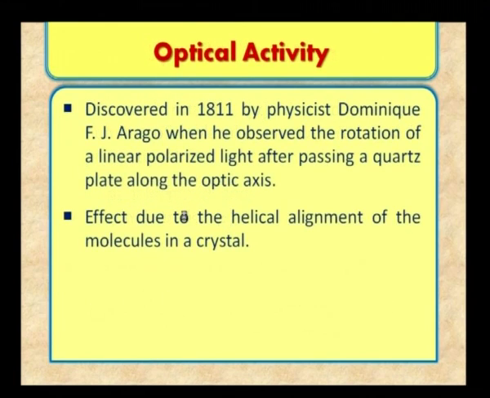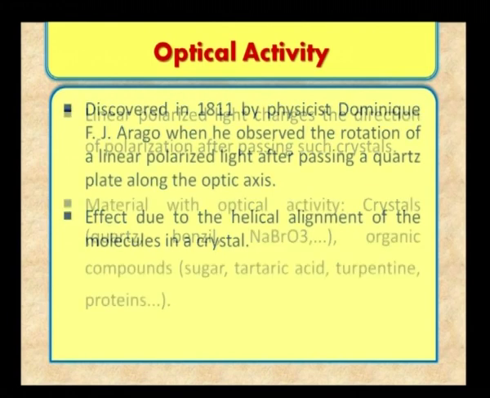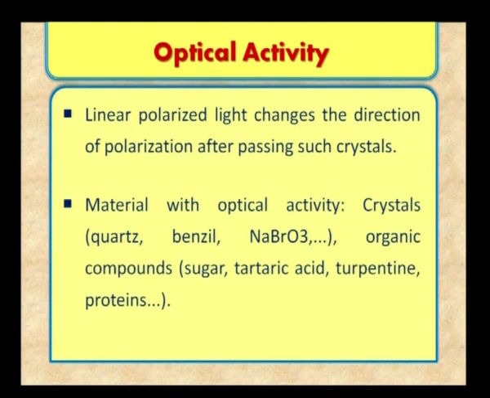This is a law given by Biot. Okay. Optical activity, this optical rotation, was observed as early as in 1811 by Arago, when he observed the rotation of linearly polarized light after passing through a quartz plate along the optic axis. The effect is due to the helical alignment of the molecules in the crystal. Linearly polarized light changes the direction of polarization after passing through such crystals. This is the optical activity. The linear or plane polarized light changes direction, that is, it gets rotated.